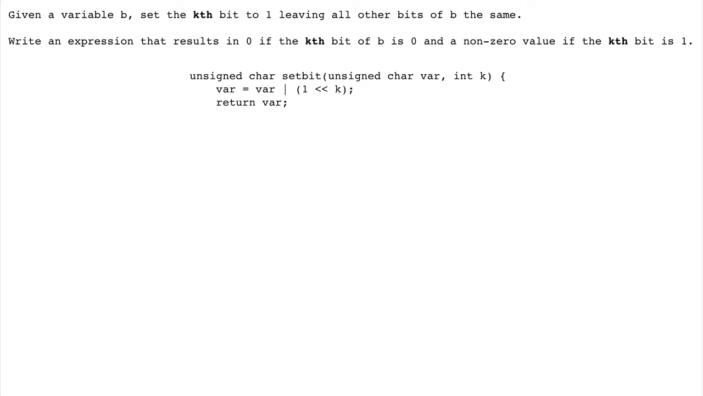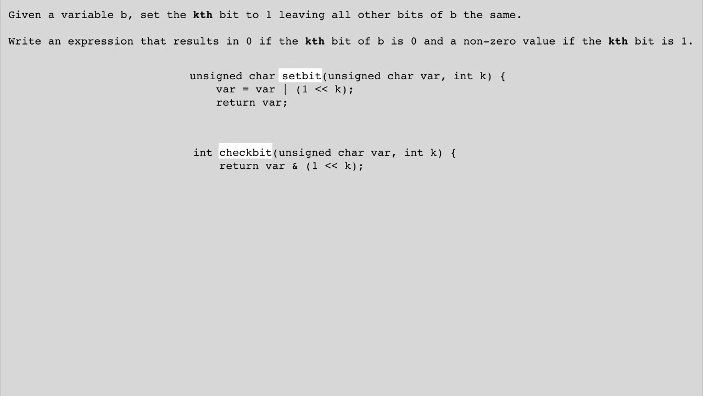To set the kth bit of var, we will bitwise OR var with 1 shifted k times. And similarly, we can check if the kth bit is set by bitwise ANDing var with 1 shifted k times. These two operations, setting and checking a single bit, are very common. It's worth learning these useful programming idioms.